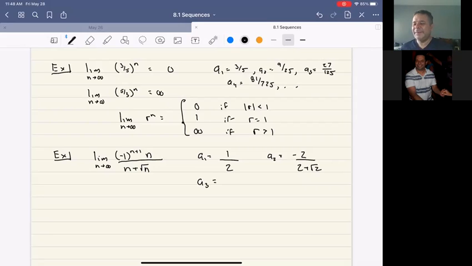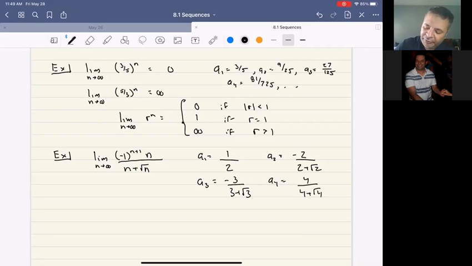a sub 3, (-1) now to the 4th. This (-1) to the n plus 1, I've said it before, but just to remind you, it's indicating a sign change. You're oscillating between positive and negative there. a sub 3 is going to be 3 over 3 plus root 3. a sub 4 is -4 over 4 plus root 4.